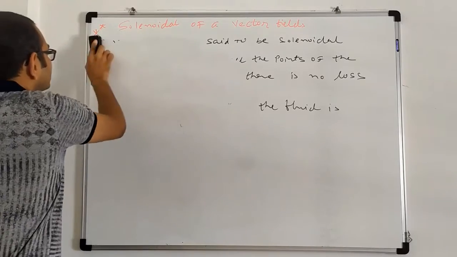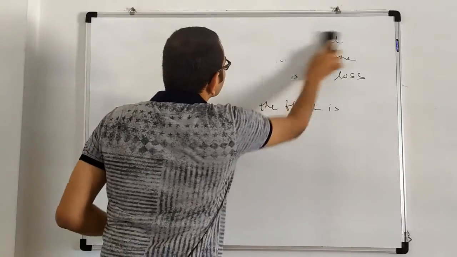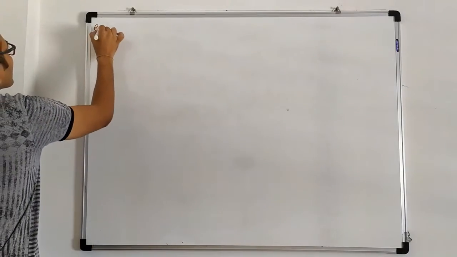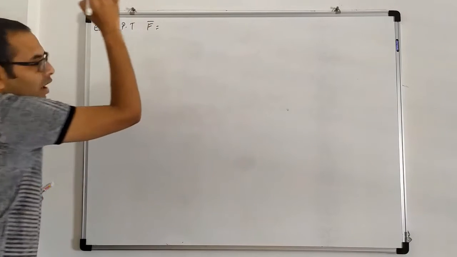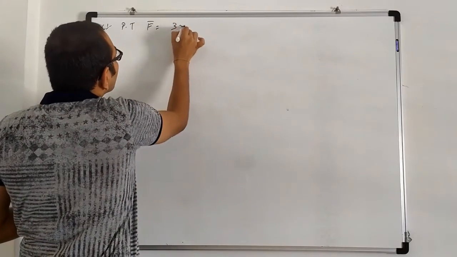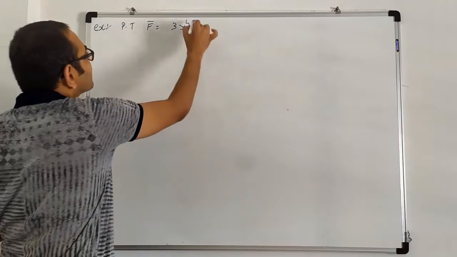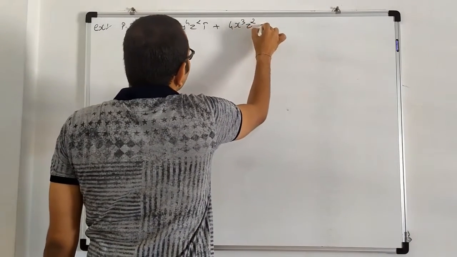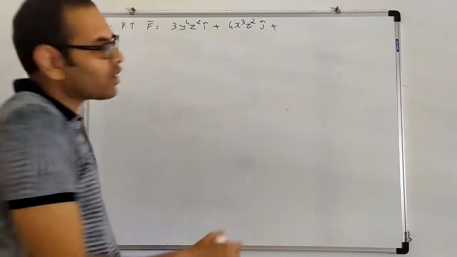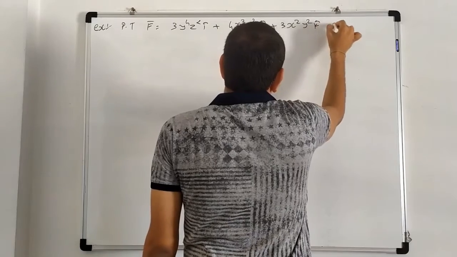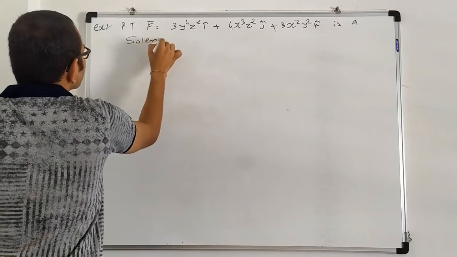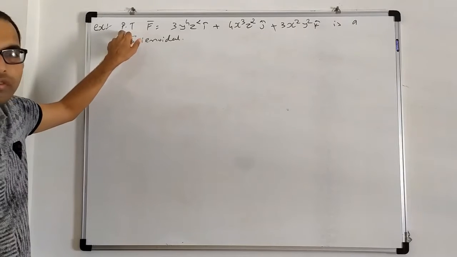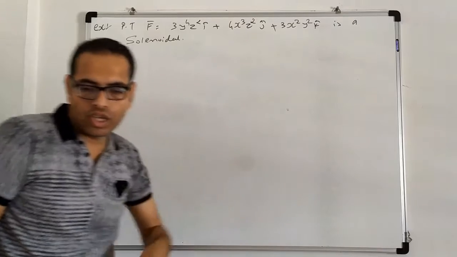Example is: prove that f bar equal to 3y raised to 4 z square i cap plus 4x cube z square j cap plus 3x square y square k cap is solenoidal. Here the question already says to prove it, so the answer must be 0.